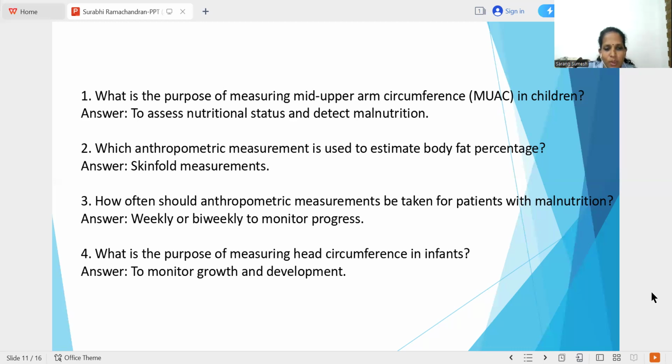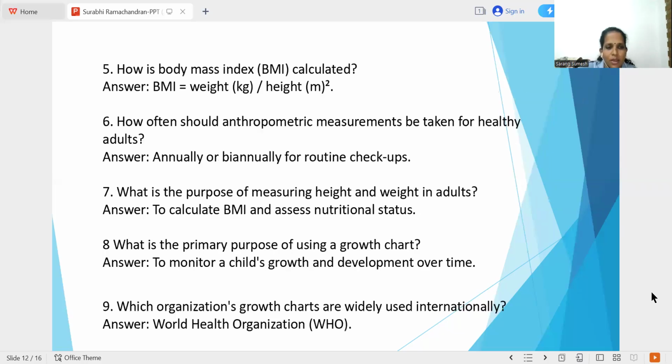So this is the answer to monitor growth and development. The next question: how is body mass index calculated? BMI is one of the most important questions, and so many exams ask it. The body mass index is calculated by weight in kg divided by height in meter square.